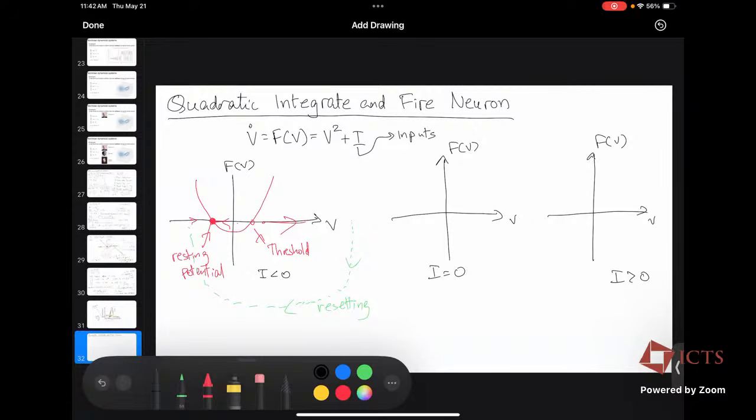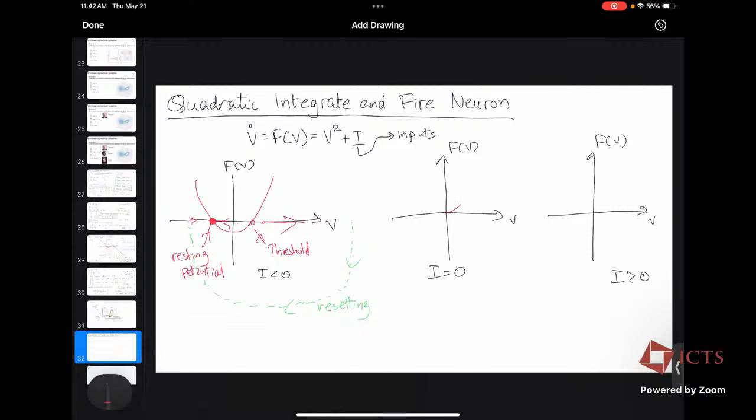Now, I can also tell you quickly what happens when I is less than 0 and I is equal to 0. So when I is equal to 0, this is just going to look like this.